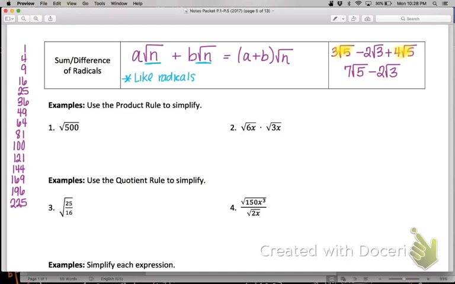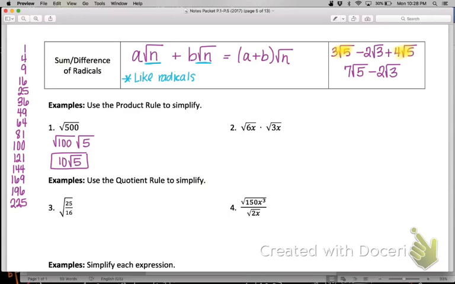So what we're looking for to simplify this radical, the square root of 500, is the biggest perfect square that divides evenly into 500, and it is 100. So we can break this apart into the square root of 100 times the square root of 5. The perfect square is 100, so we get 10 square root 5 when we simplify that out, okay?